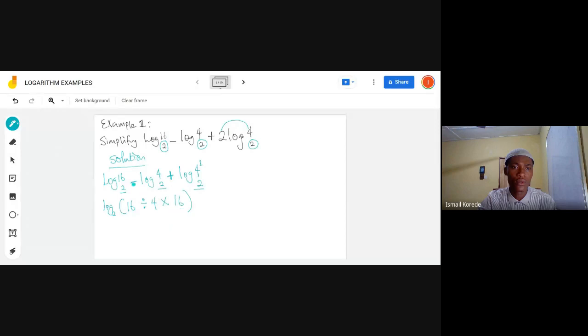It's very, very important that this minus sign is in front of this log 4, so it's going to take the division sign, and this plus is going to be multiplication. So I'm going to have log to the base 2 of 16 times 1 over 4 times 16. It's important that I change this division sign to multiplication. To do that, I just reciprocate the right-hand side, which is 4. So 4 into 16 is 4, and I have log 4 times 16.